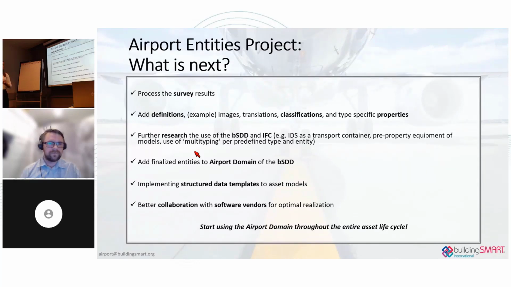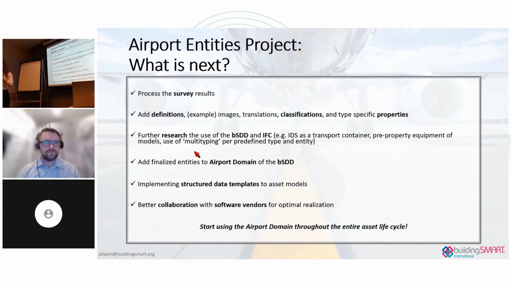Of course, we want to add the finalized entities to the airport domain. So that's based on the surveys that we have right now. So the surveys will be translated for the other domains that I just showed you. They'll be going live probably in January, just because we're going into the holiday season and no one will respond. And then set an end date and gather all of the inputs, and then eventually add them to the airport domain.